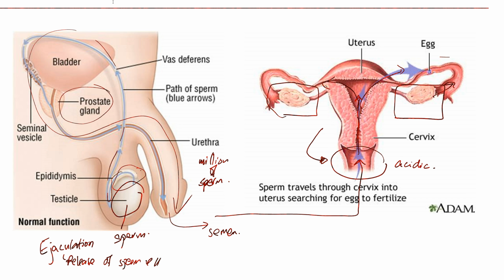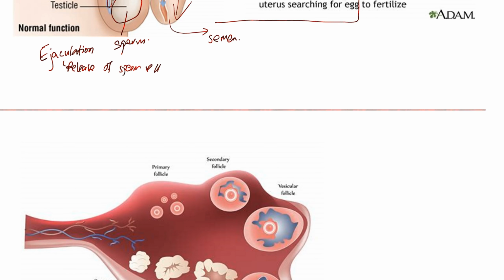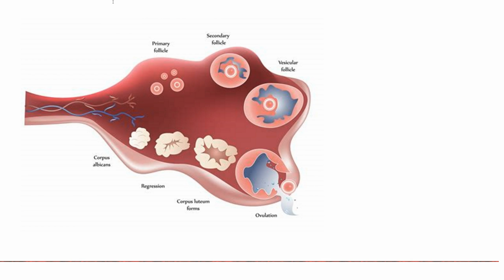So remember, the egg will meet the sperm at the fallopian tube. If it is successfully fertilized, it will become a zygote. This is very important: the zygote is the fertilized egg. With that, let's talk a little bit more about ovulation.